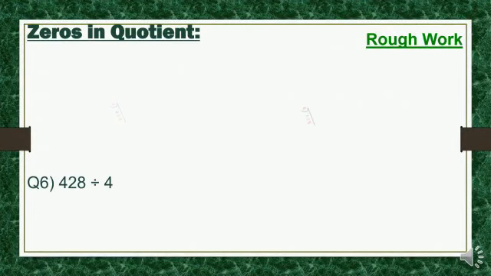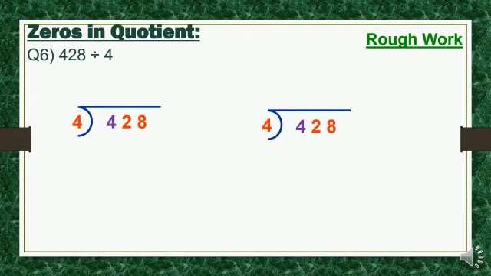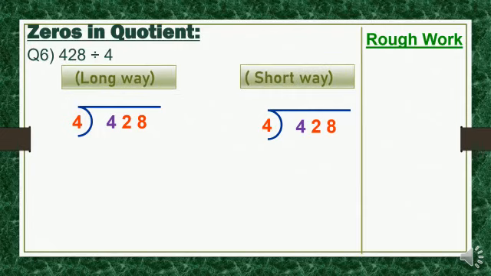Dear children, let's start with our new example. Let's try this. I have a number 428 to be divided by 4. So let's do it in both ways, that is the long way and the short way. So my children, we have the number 428, which is the dividend, to be divided by the divisor 4. So what is needed to be done? This 4, which is the highest place number, at the hundreds place, is to be divided. So 4 is to be divided by 4.